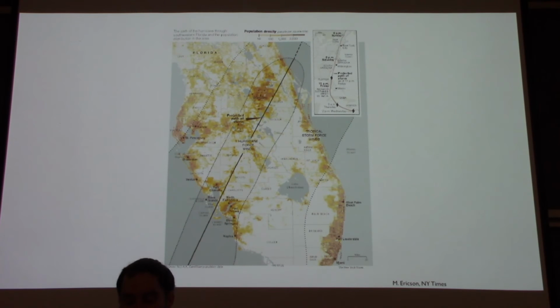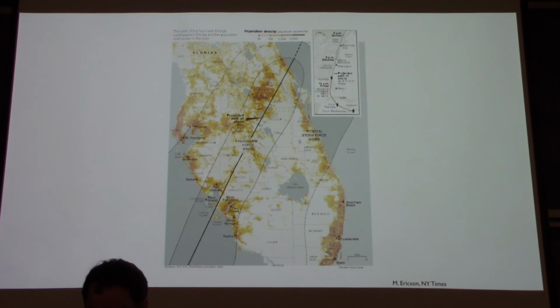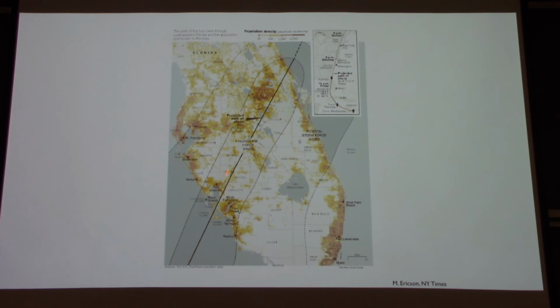Here is an example that shows you the projected path of a hurricane. I don't remember exactly which one it was. This is really interesting because it shows you, well in this case it doesn't, but another map like that.